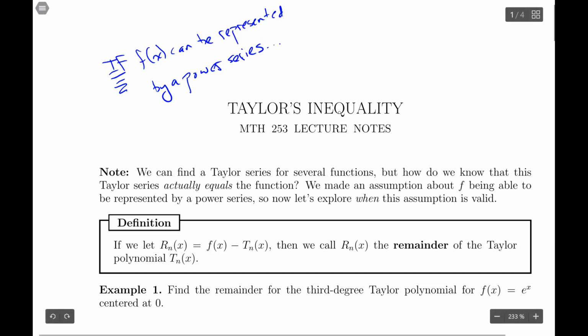Which brings us to this note. We can find a Taylor series for several functions, but how do we know that this Taylor series actually equals the function? Because we made this big assumption that we could actually do this in the first place. So let's explore when this assumption is actually valid.